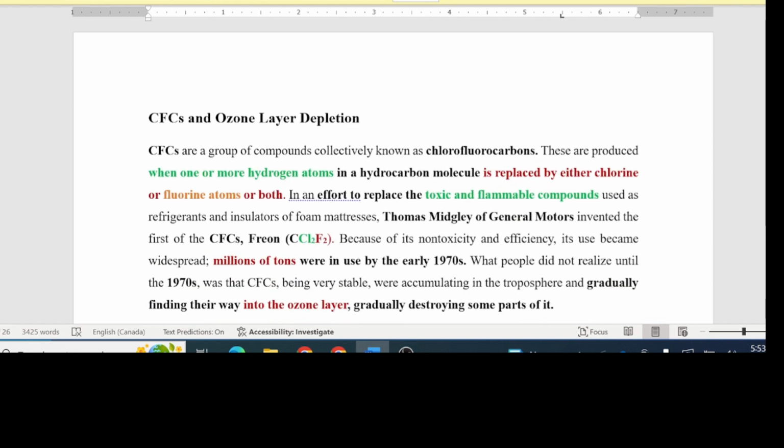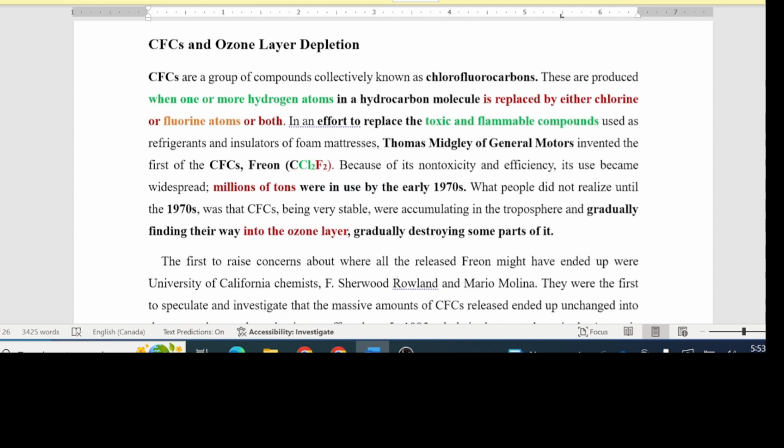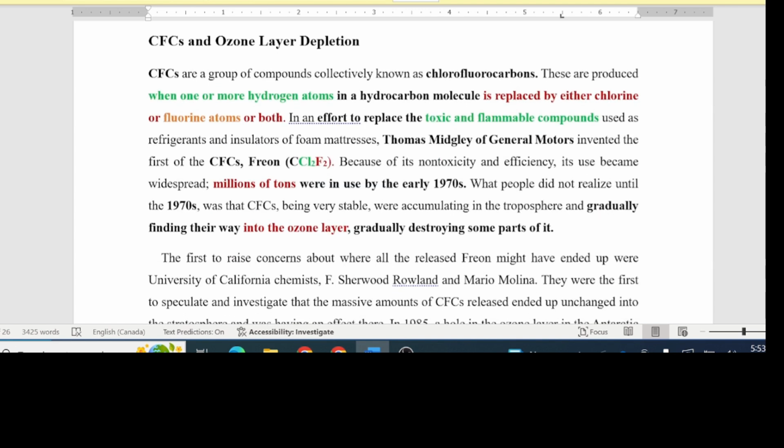Now we look at CFCs and ozone layer depletion. I'll give you some time to read this. I'll just make some brief comments about that. It's clearly written there. It's all factual.